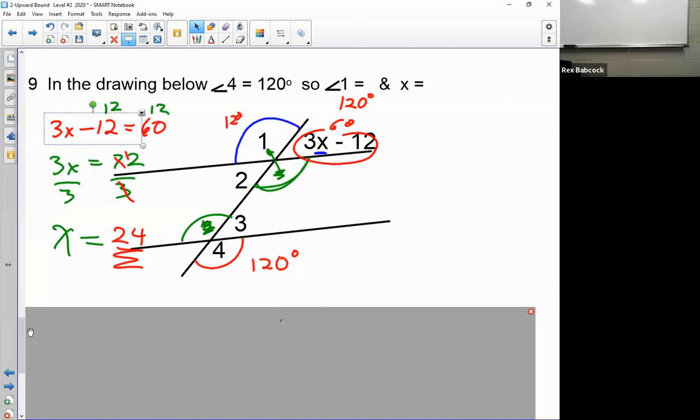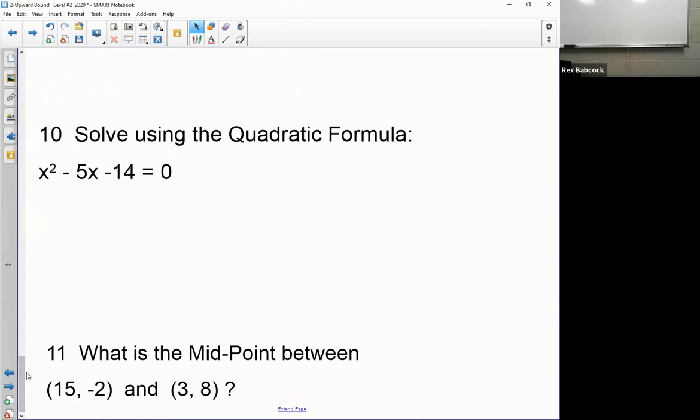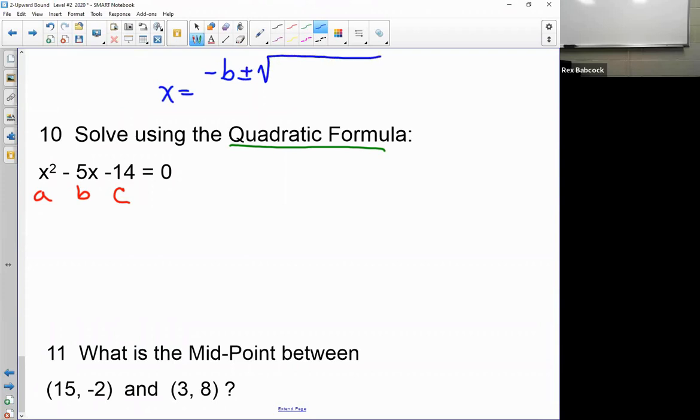Well, let's look at what else we have here. Solve by using the quadratic formula. A, B, C. This is one formula they would expect you to know on the ACT test. If I'm solving the quadratic with the quadratic formula, it is x equals the opposite of b plus or minus the square root of b squared minus 4ac all over 2a.